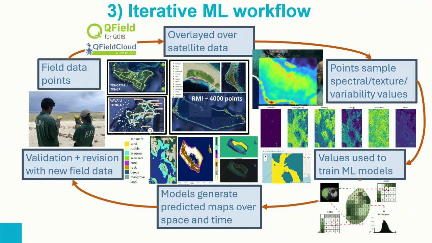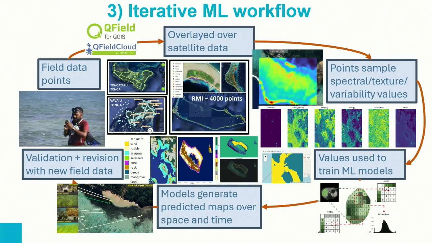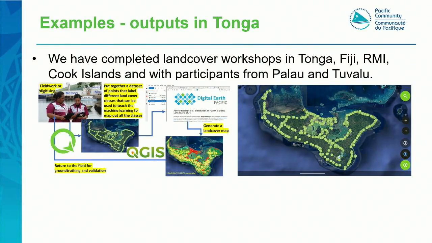We have to do a lot of validation and accuracy assessments with new field data, and so it becomes a cyclical process where we rinse and repeat through this cycle, and we hope that each time we go through it, our models will improve in terms of their accuracy and precision. This is what we did in Tonga, but we've also done this in Fiji, the Marshall Islands, Palau, Tuvalu, and the Cook Islands. So it's something that we're continuing to do, working with our partners in each of these countries.